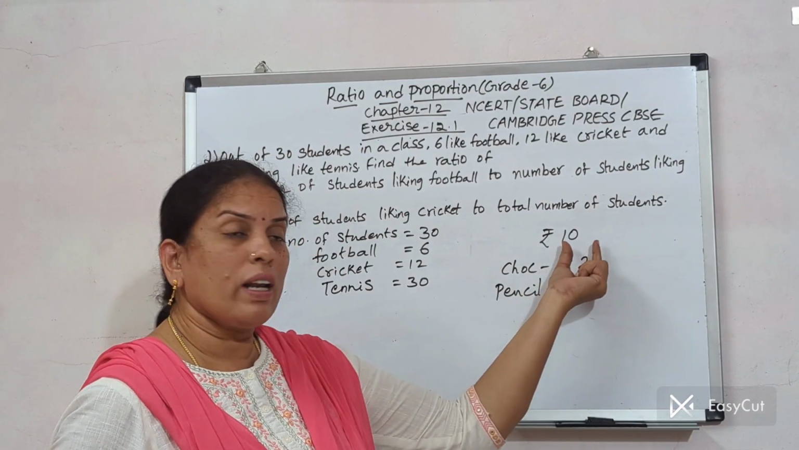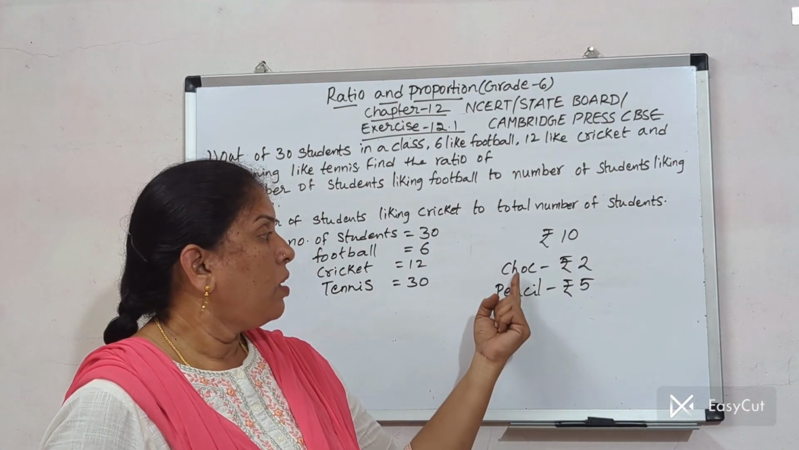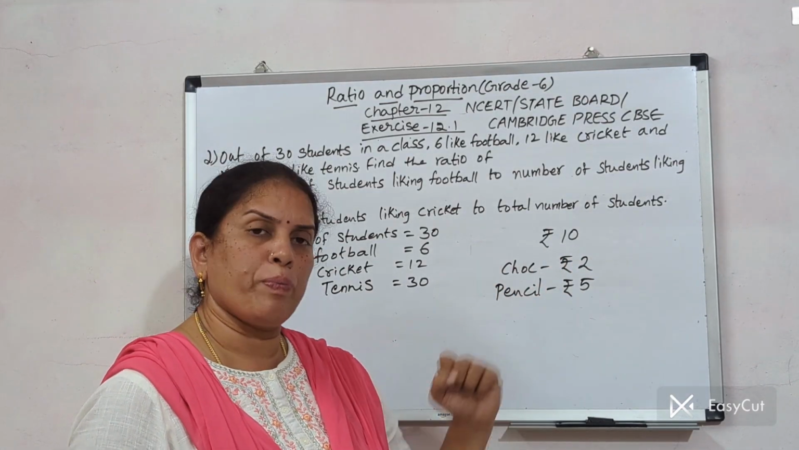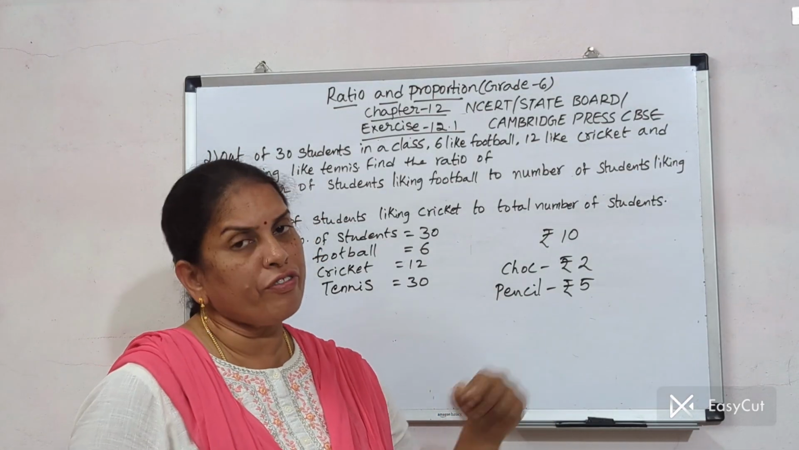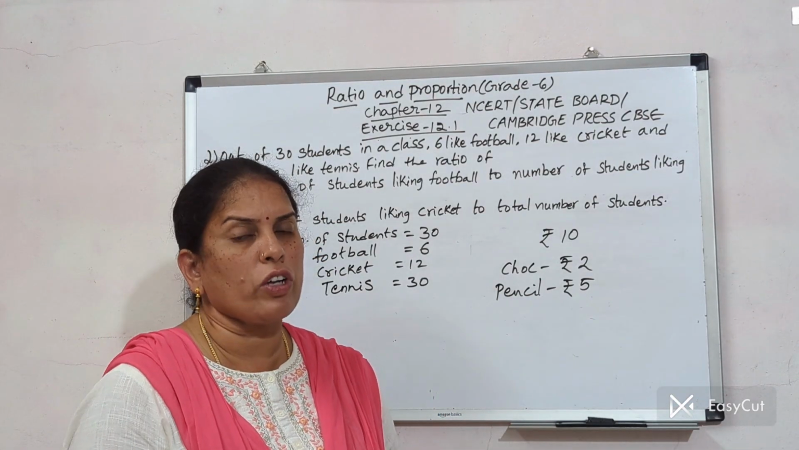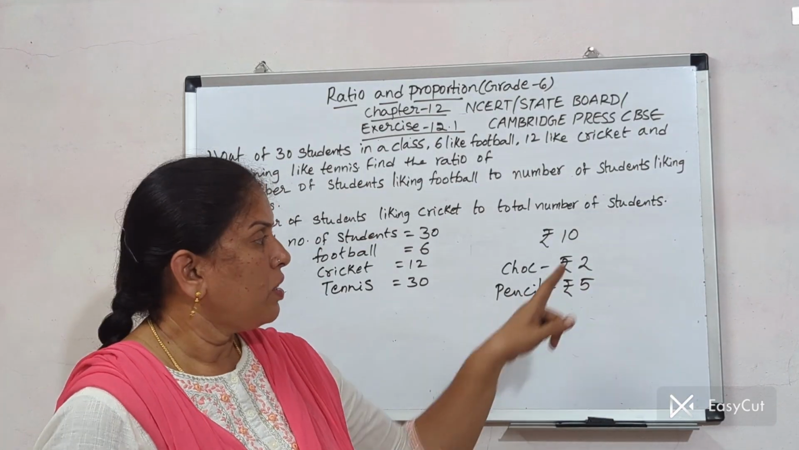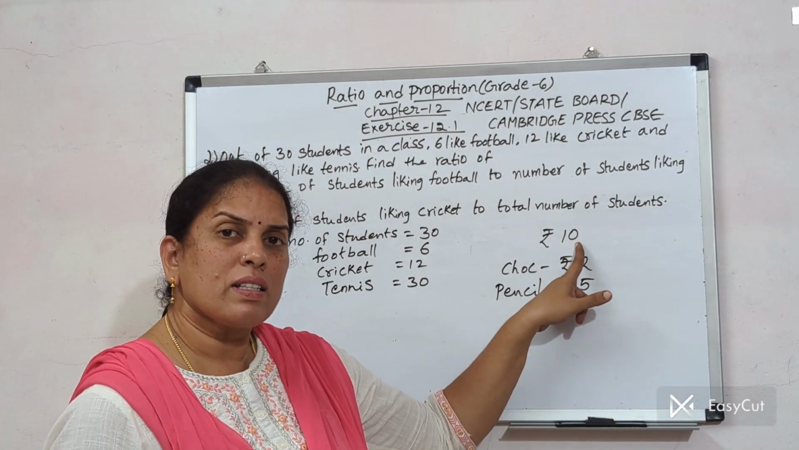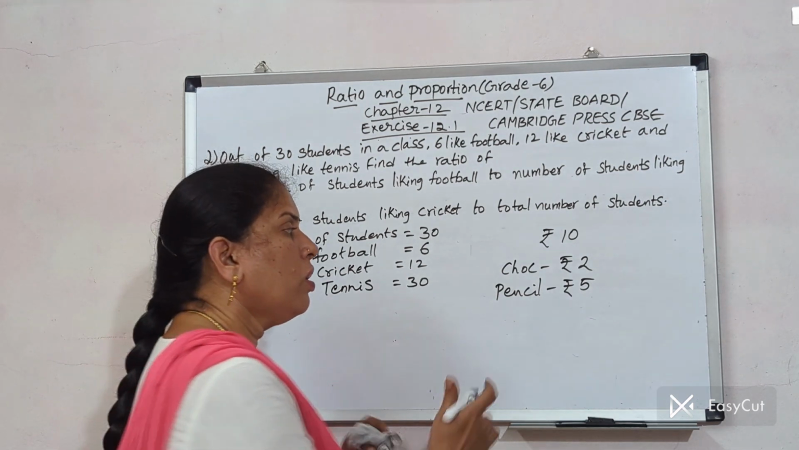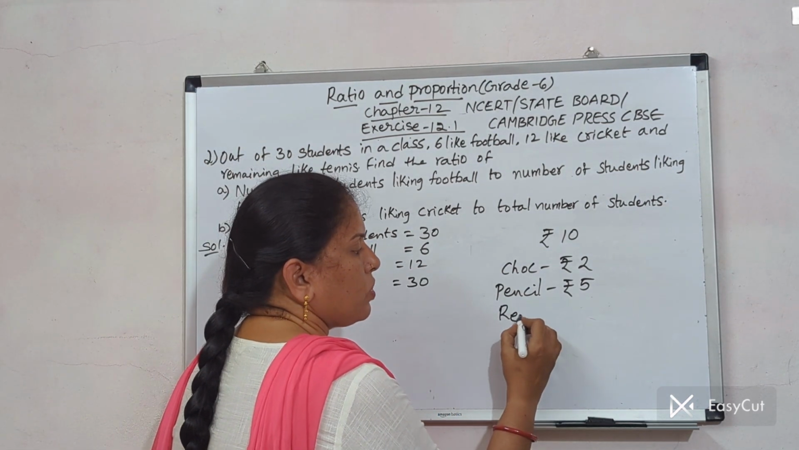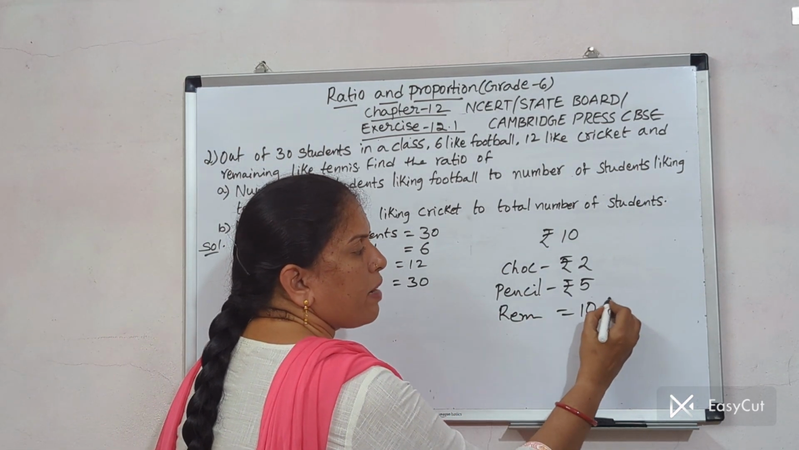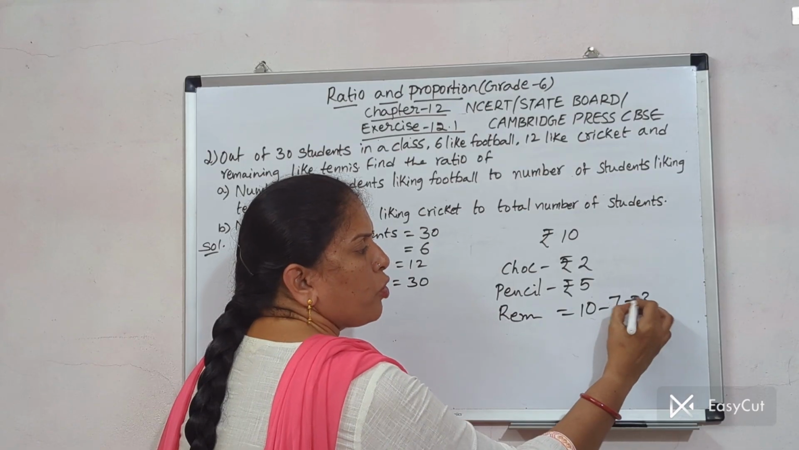See here, total amount is 10. What is the cost of chocolate? 2 rupees. Cost of a pencil? 5 rupees. What is the remaining amount you are having? 2 plus 5, how much? 7. So, 10 minus 7 is 3 rupees. So, remaining amount is equal to 10 minus 7, which is equal to 3 rupees.